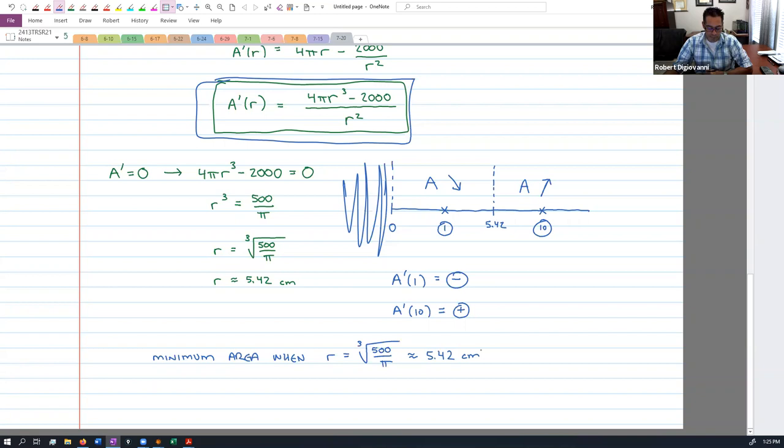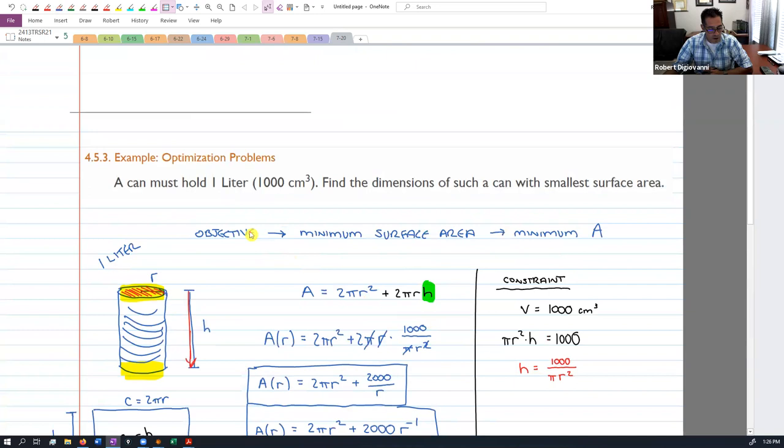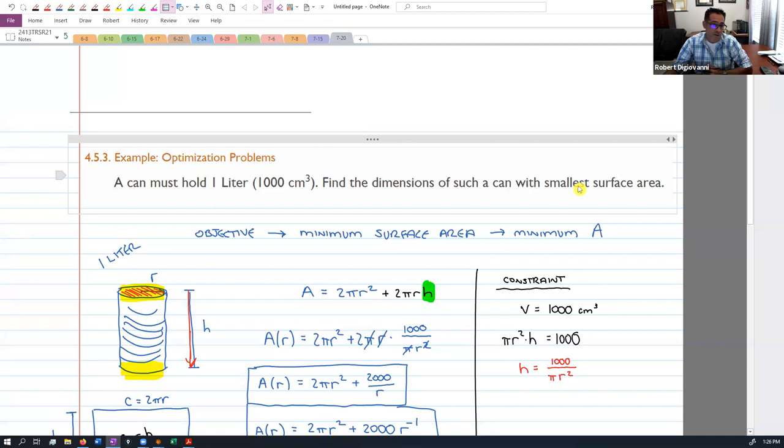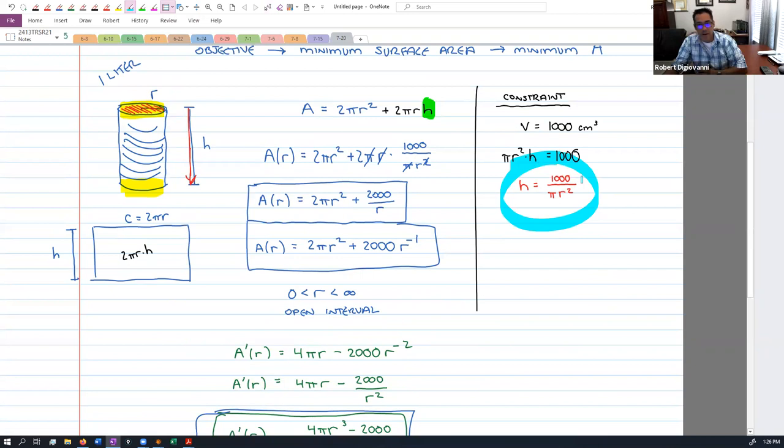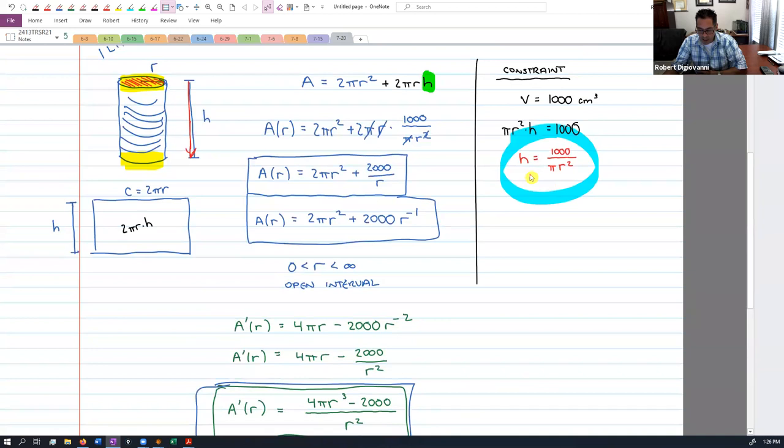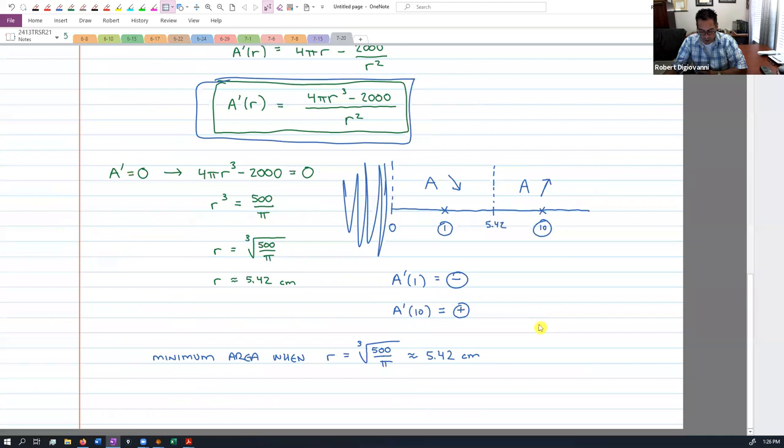Okay, we still have not answered the question, because the question said, a can must hold 1 liter. Find the dimensions of the can. All we have found is what the radius has to be. Now we need to figure out what the height is. So where do we get the height from? Plug it into the constraint. Yep, our constraint had the height right there. The height is 1,000 over pi times r squared. So let me copy that and bring it down here. Using that, I know that the height would be 1,000 over pi times the radius squared.